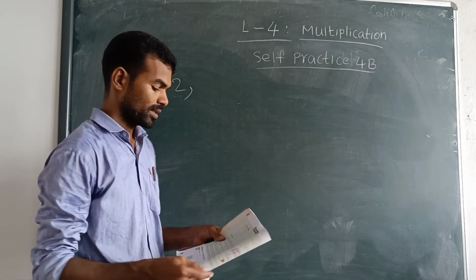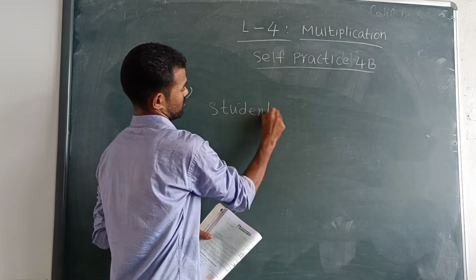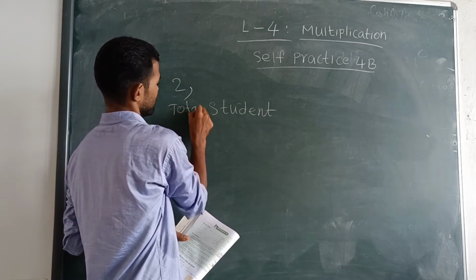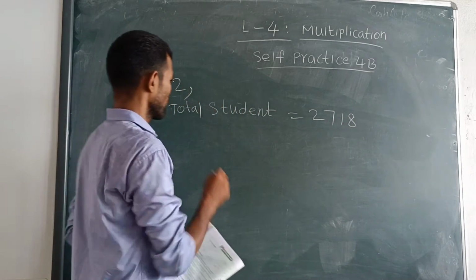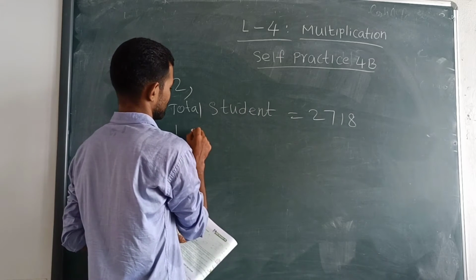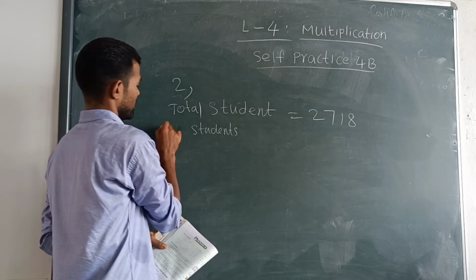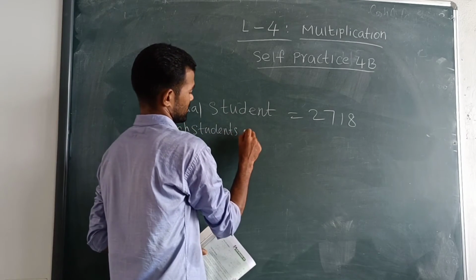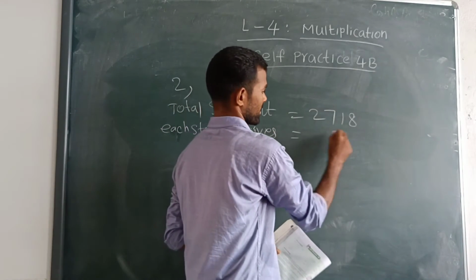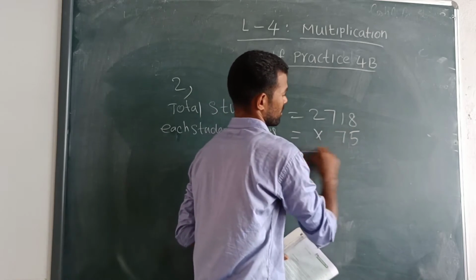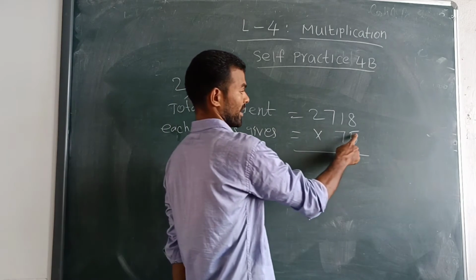So that means there are total students 2,718. Each student contributes, each student giving how much? Rupees 75. Yes, these two numbers multiply, we will get the answer. So we know how to multiply. So 5 table and 7 table.